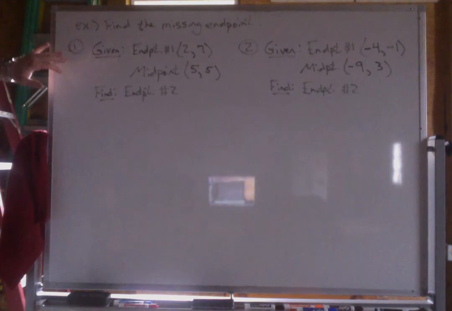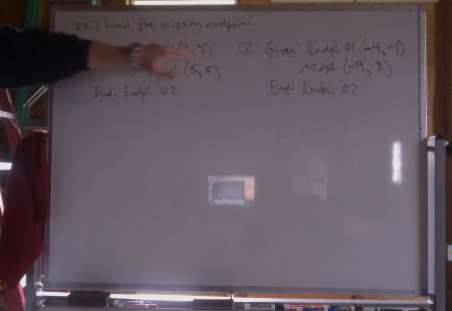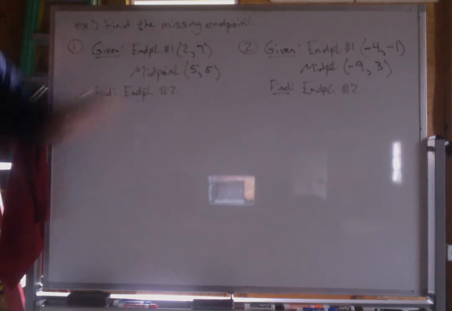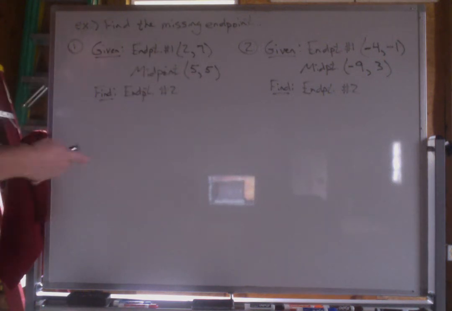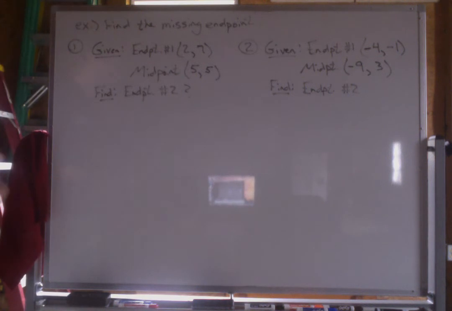We'll start here on number 1 with this information that we know about a segment. I know that the first endpoint is (2, 7). And I know that the midpoint of this segment is (5, 5). And how do I use that information to figure out what is the second endpoint of this segment?